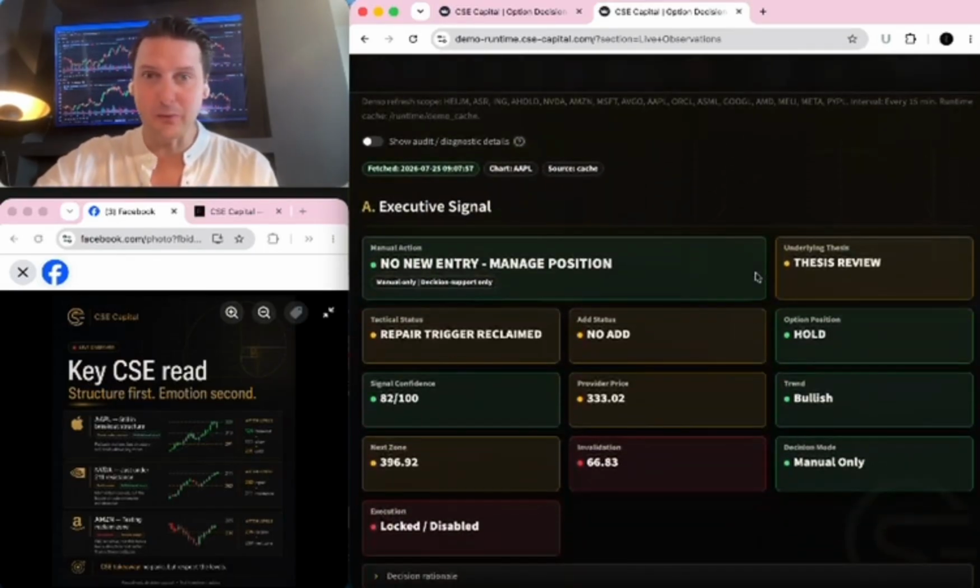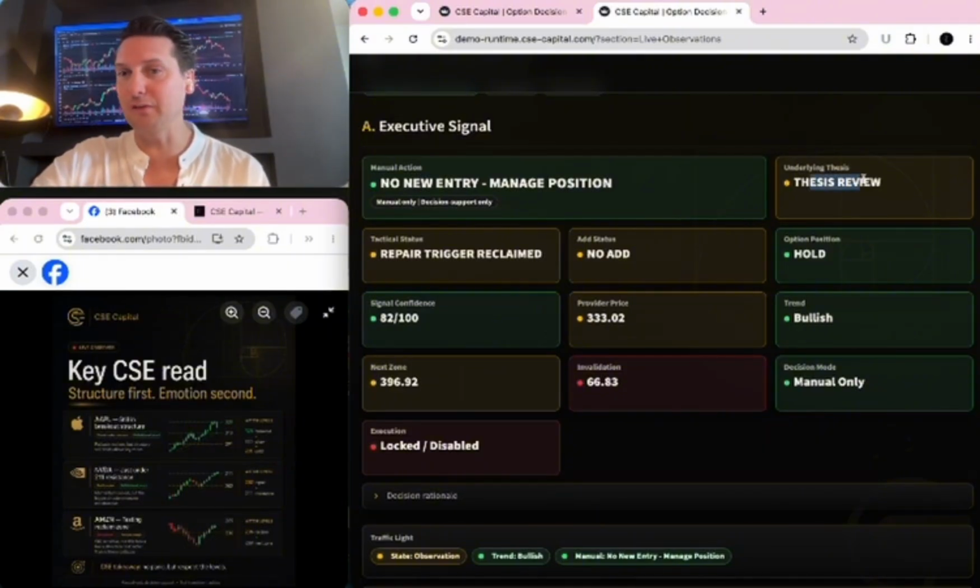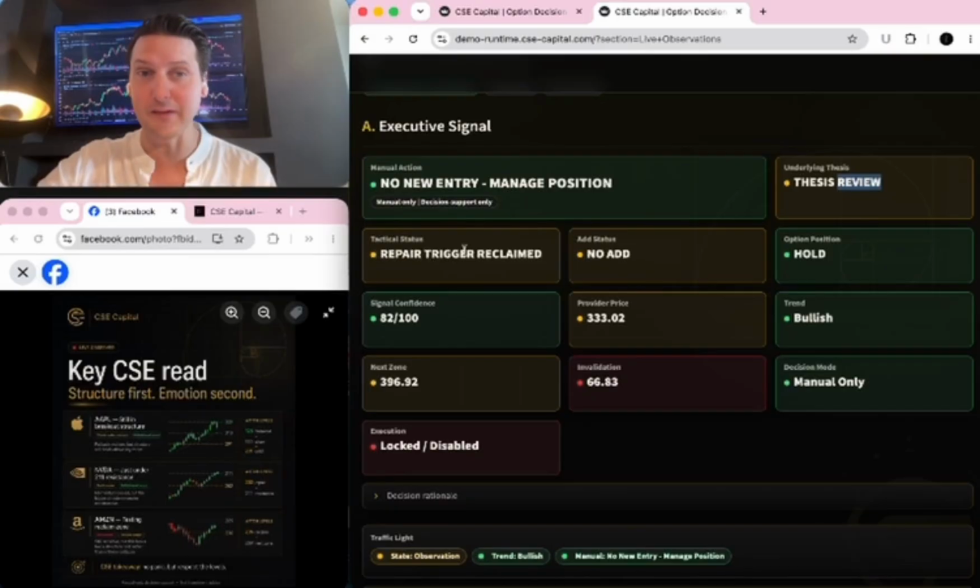And so what are we seeing here? No new entry, manage your position. So if you have a position, of course, if you don't have a position in Apple, it's not a good time at this moment to step in. But keep following us. We will tell you when it is the right position. The thesis is under review. Why this is, I will tell you later. The repair trigger has been reclaimed. This is interesting. So at this moment, no add, hold your position.